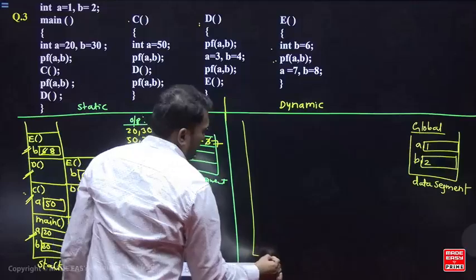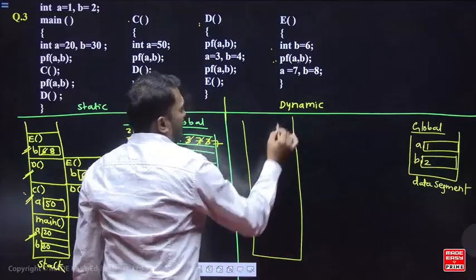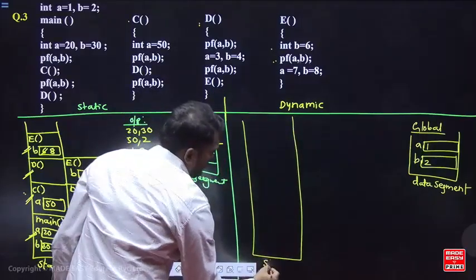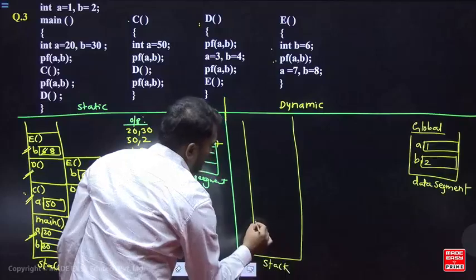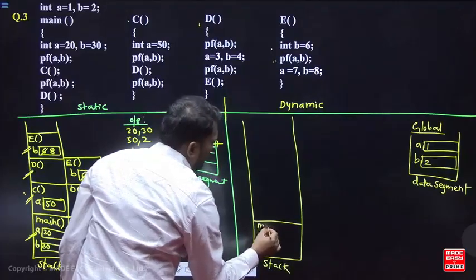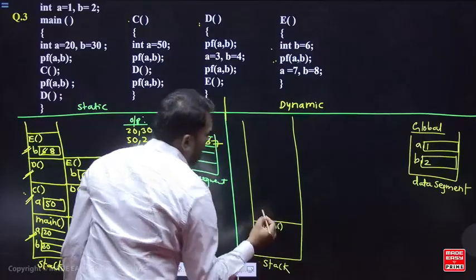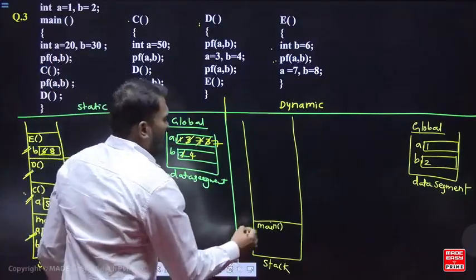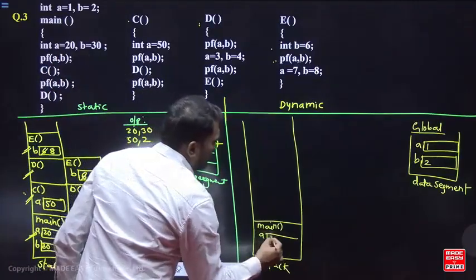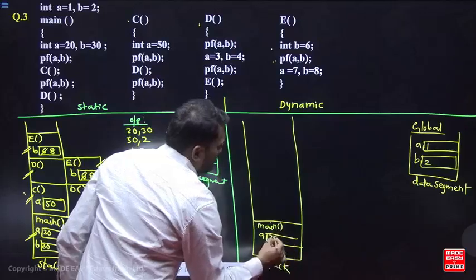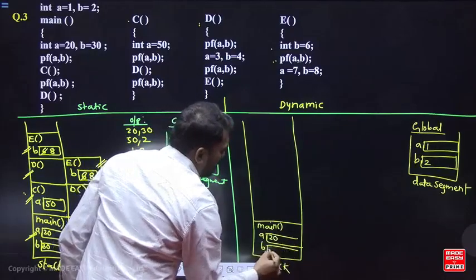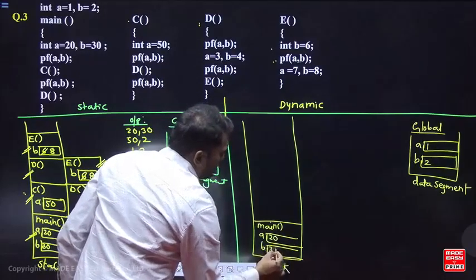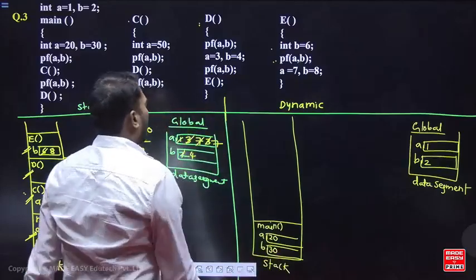Just listen carefully. Here is the main function, and here is the stack. The first main function will be pushed into the stack. In the main function, A equal to 20, B equal to 30. Both are local variables.